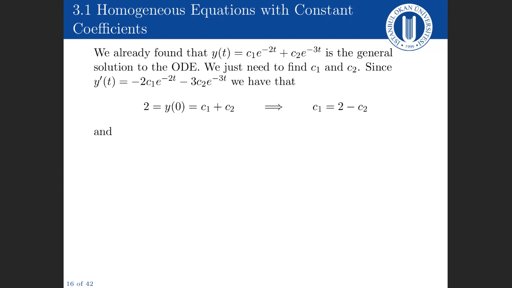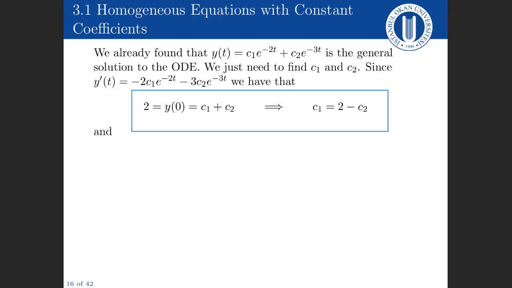First of all, if we take our solution with t equal to 0, we get 2 is equal to C1 plus C2. So C1 must be 2 minus C2.